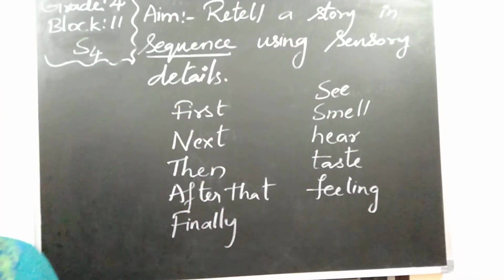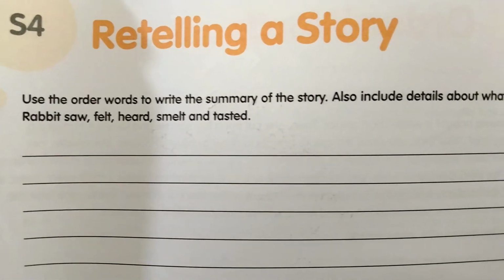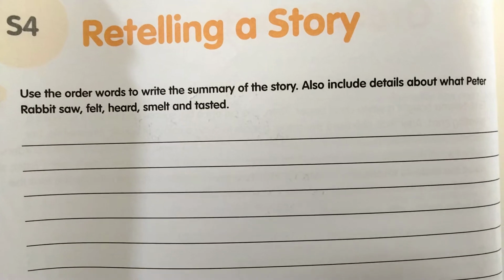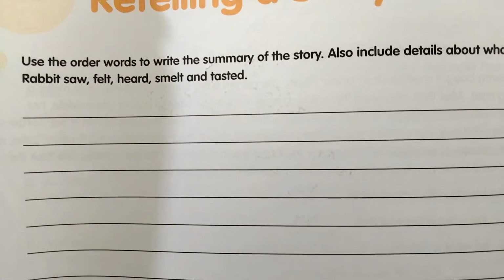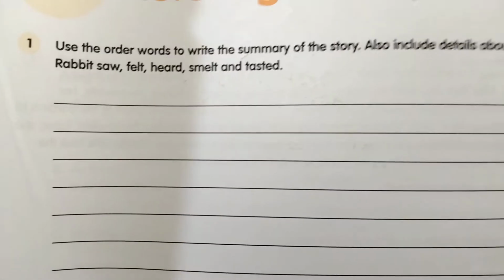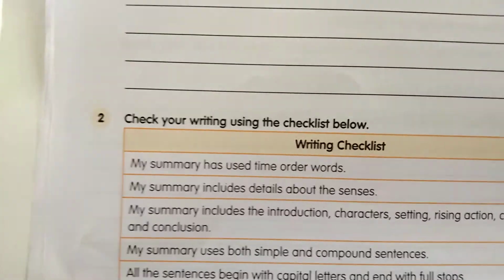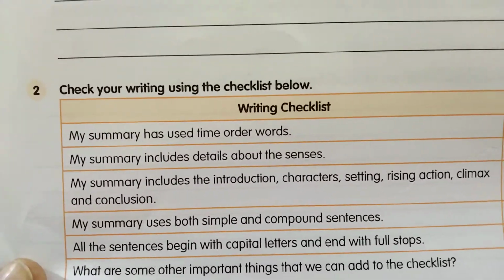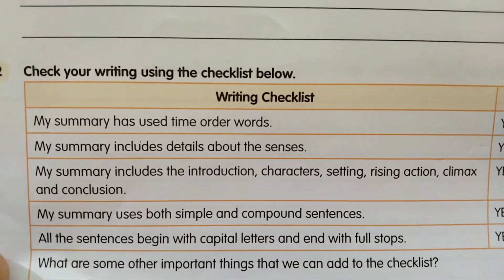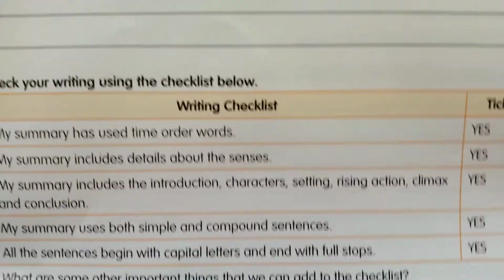Now let us see what is there. Retelling a story. Use the order words to write the summary of the story. Also include details about what Peter Rabbit saw, felt, heard, smelt and tasted. So try to use both. That means in a sentence you want to use an order word and also the sensory details. After that, check your writing using the checklist. My summary has used time order words. That means you want to use them correctly, then only you can tick yes, otherwise you will go for no.